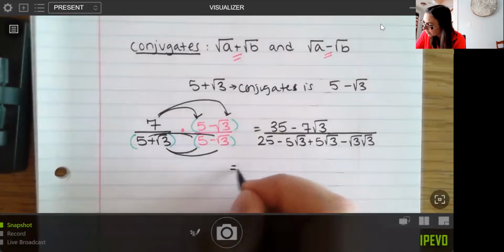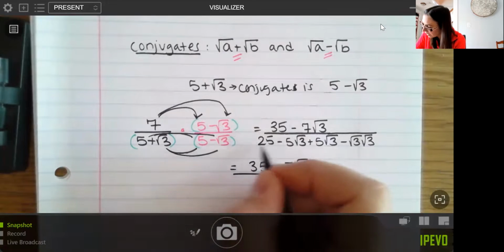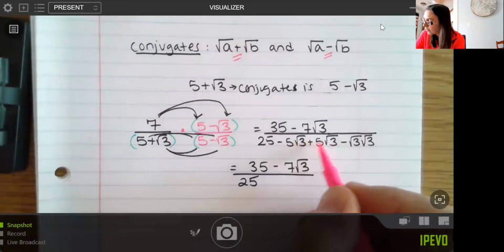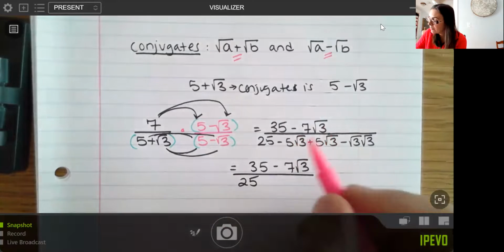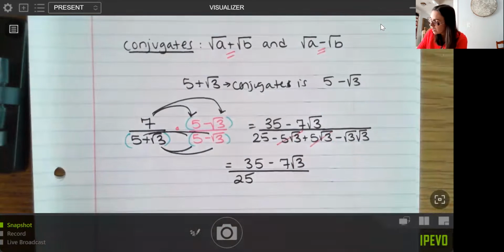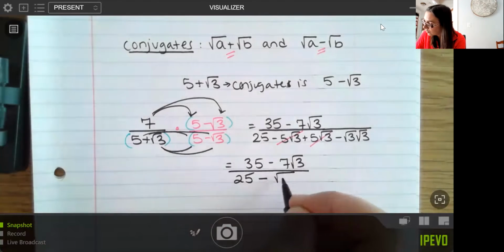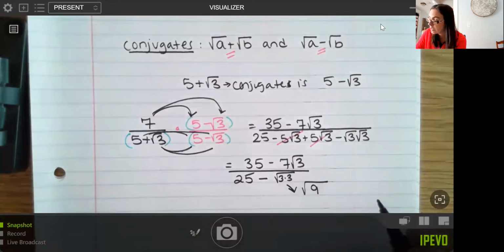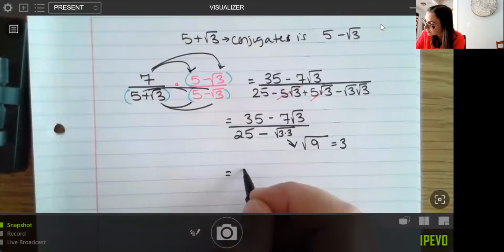So cleaning this up, I have 35 minus 7 root 3 in the numerator. I have a 25 here. Notice that negative 5 root 3 and positive 5 root 3 are going to cancel. Because they're the same kind of root, we can combine them, and negative 5 and positive 5 give you 0. So those are going to cancel out completely. And then I have root 3 times root 3. So you have root 3 times 3, and that little piece becomes the square root of 9, and the square root of 9 is just 3. So you get this canceling idea happening in that last piece.